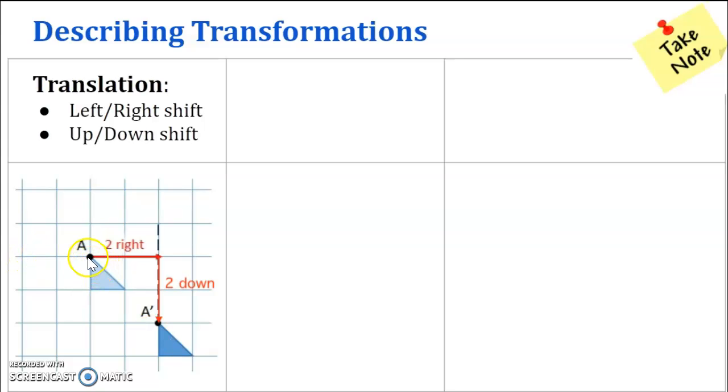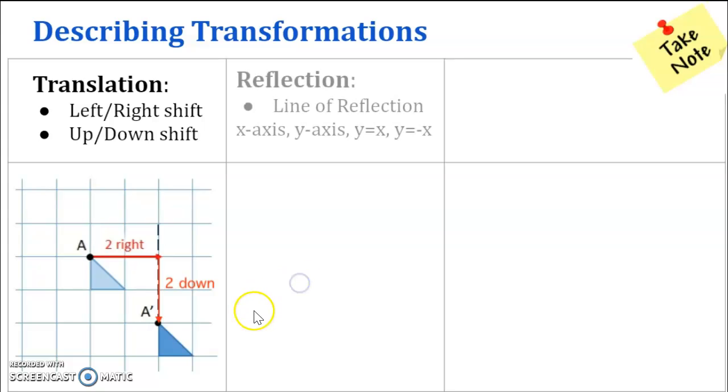So we know that this is the original, this is after the transformation. And in this case, the triangle was moved 2 units right and 2 units down. You just pick one point that is corresponding and decide how much it has moved. That's how you tell.